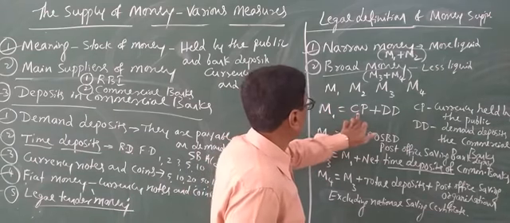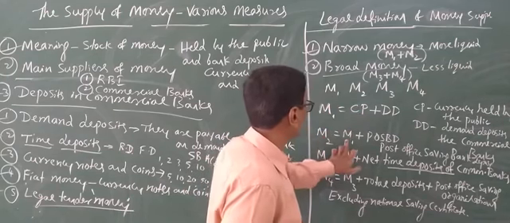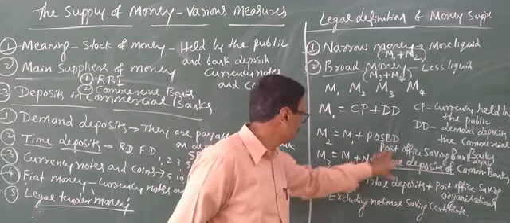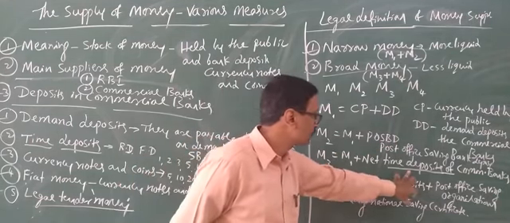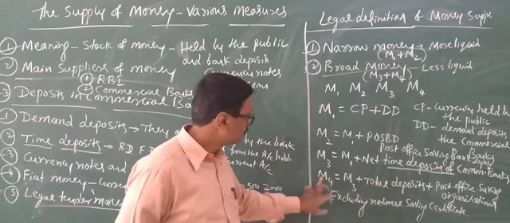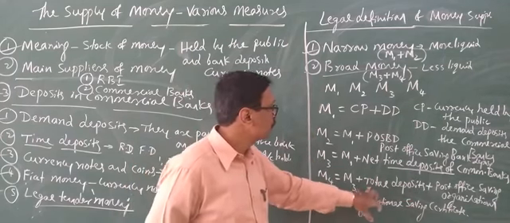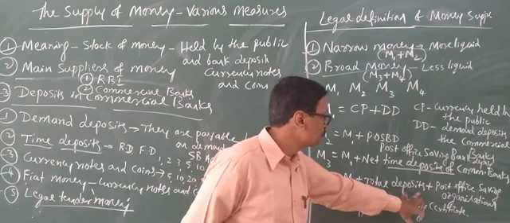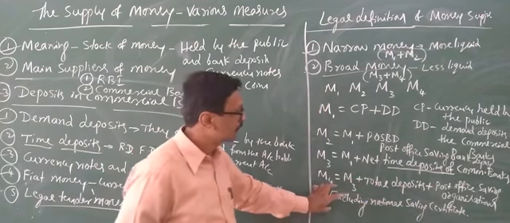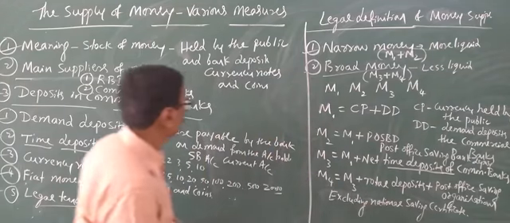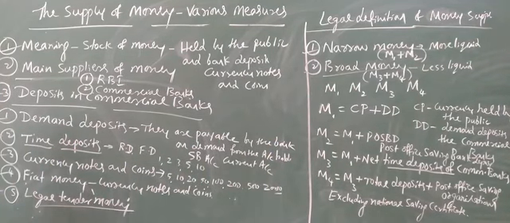Once again, repeating the equations. M1 is equivalent to CP plus DD. M2 is equivalent to M1 plus POSBD. Then M3 is equivalent to M1 plus net time deposits of the commercial banks. M4 is equivalent to M3 plus total deposits plus post office savings organization, excluding national savings certificate. So these are the various measures of supply of money.